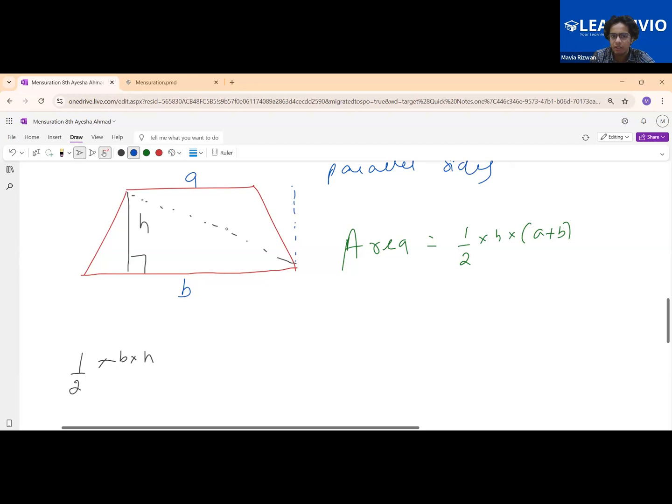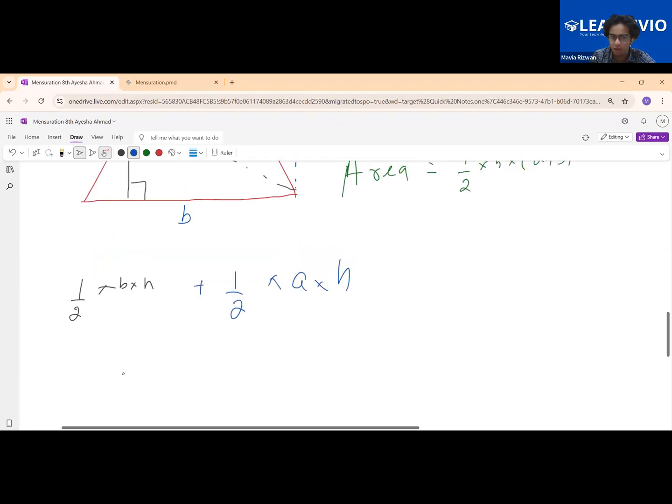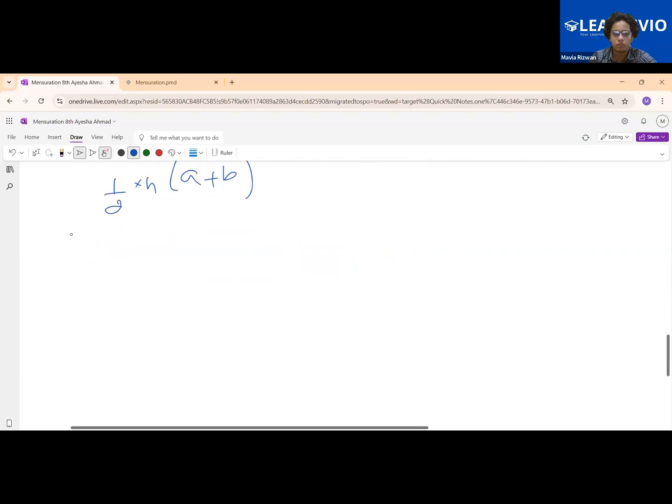So area of this triangle would be half into base, and base for this one becomes A. So A into H. Now take out the half and H common. If I take out half and H common, I'll be left with A plus B. So this is how we derive the formula for this. Is this clear? Yes, sir. Okay, great.